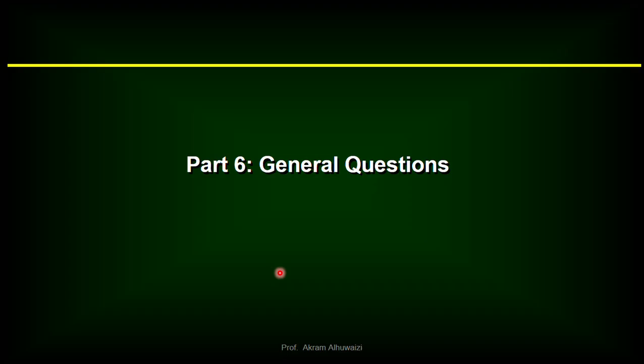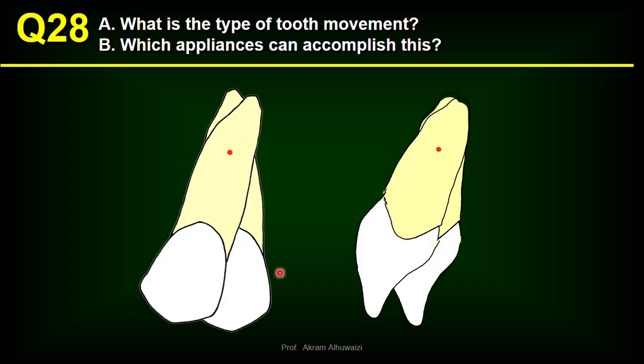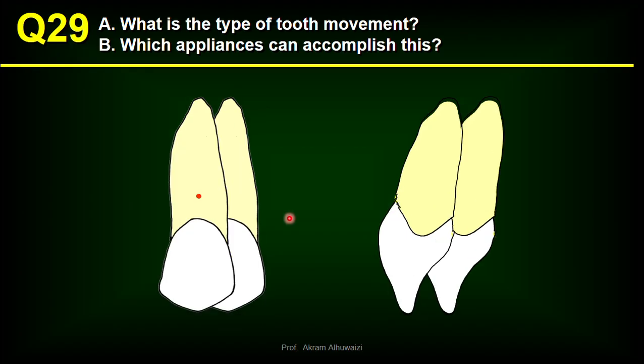The sixth part is general questions, and these are regarding tooth movement. What's the type of tooth movement here displayed? It's tipping tooth movement. Which appliance can accomplish this? Well, removable appliances can do tipping movement, and fixed appliances can do tipping movement. What's the type of tooth movement here? This is a bodily tooth movement, and it's only accomplished by fixed orthodontic appliances.